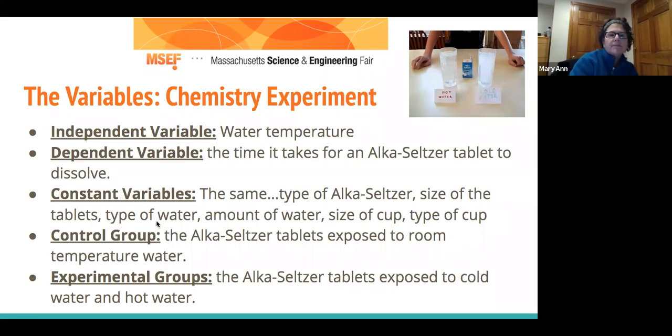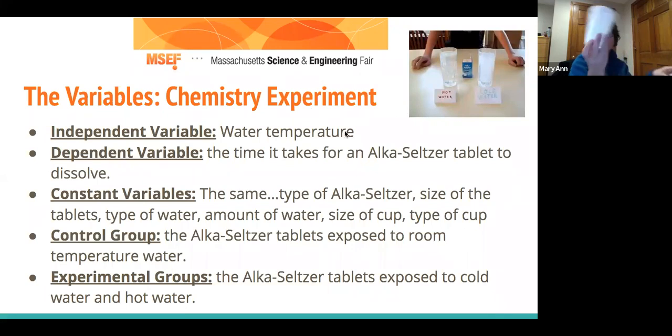So the constant variables are, if you really want to know if water temperature makes the reaction go faster, like hotter water makes it go faster and colder water makes the reaction go slower, well, you need a control, you need to keep everything the same. Everything has to be the same except for the one thing you're changing. And the only thing you're changing here is the water temperature.